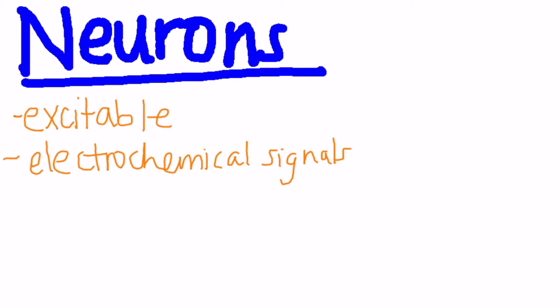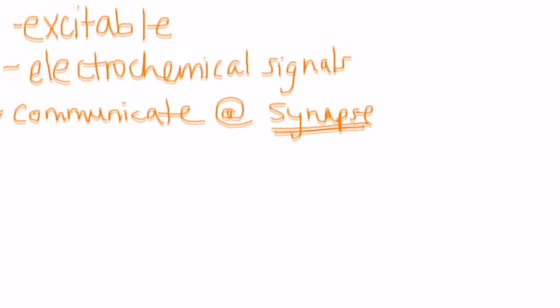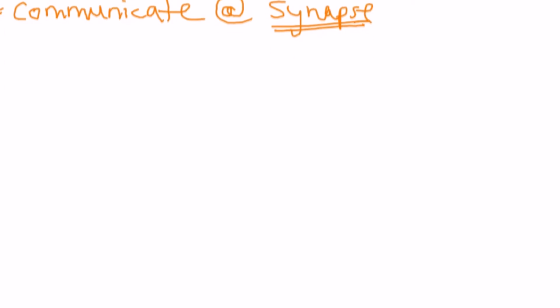Neurons can connect to one another and form networks, and they can also communicate with each other at a location termed as the synapse. The synapse is where one neuron transmits its information to the next. So now that we have some sort of basic idea as to what neurons are, let's take a look at the different types of neurons and their shapes.